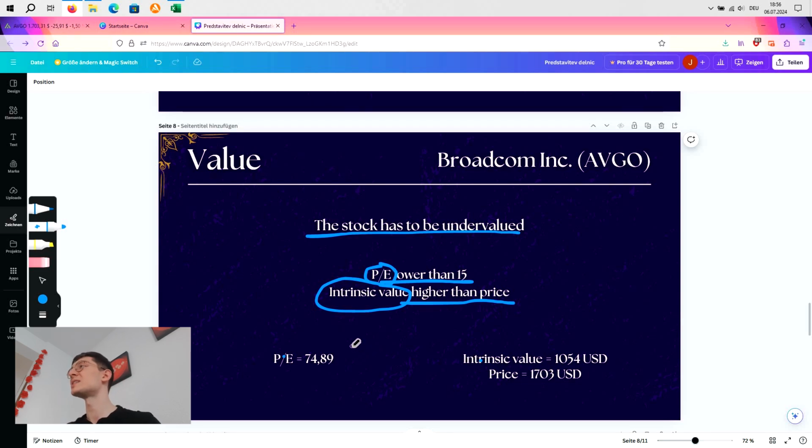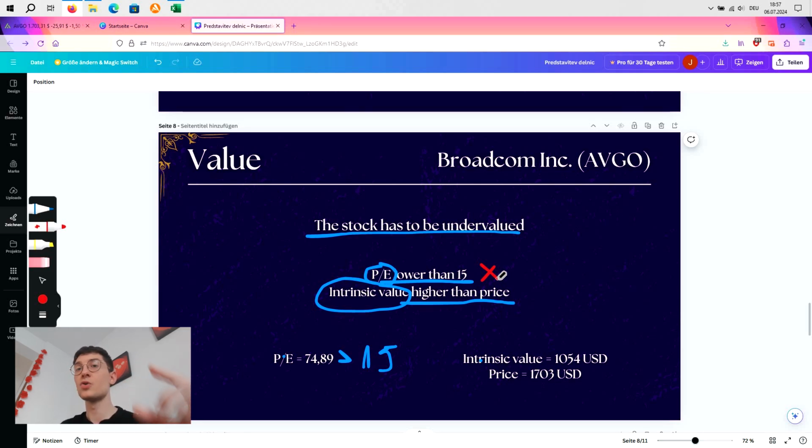Now, let's take a look at the actual numbers. So, P/E ratio of Broadcom is almost 75, which is significantly higher than 15. This is like 5 times higher than 15, which is what we don't want to see, because that means that according to our evaluation, according to our comfortable zones, bro, this stock is 5 times more overvalued than it should have been. You know what I mean? So that's a no-go.